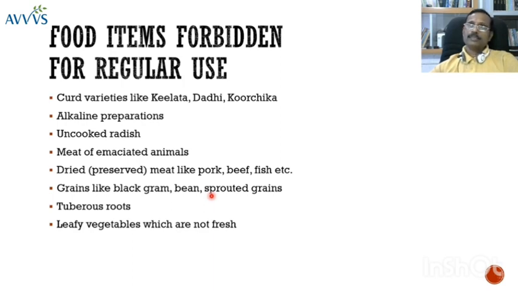Sprouted grains are a controversy because they are said to be a forbidden diet for daily intake in Ayurveda. That means in a small quantity, once in a while or once in 2 or 3 days, you can use sprouted grains. But if you take sprouted grains three times regularly, that is not a good practice. That is the advice of Ayurveda. Tuberous roots, regular intake is not that good. Leafy vegetables which are not fresh, called Shushka Shaka, means vegetables which are not fresh.